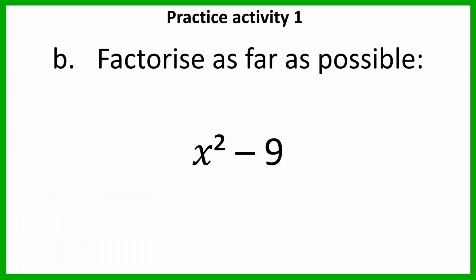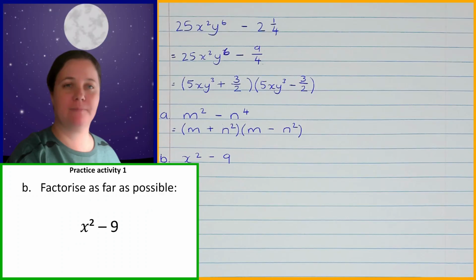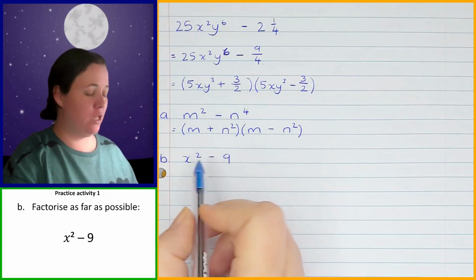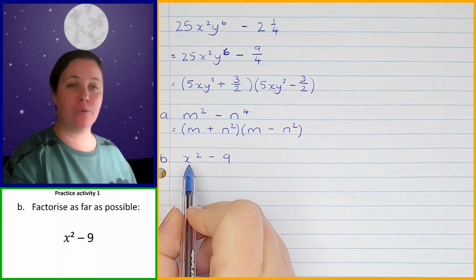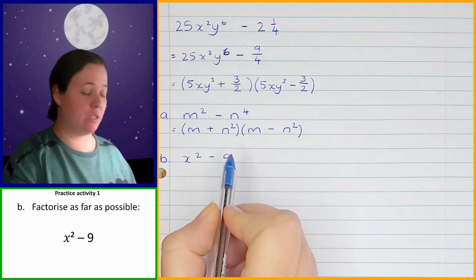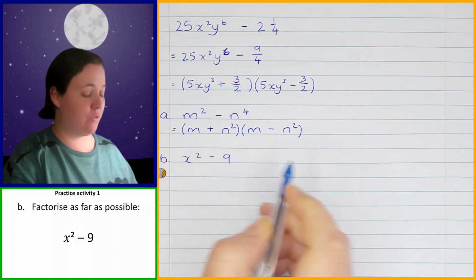Okay, so let's go through that question and see what you should have got. Right, so first of all, I've got two terms. x squared is a perfect square, 9 is a perfect square, and I'm subtracting them. So this is difference of two squares.